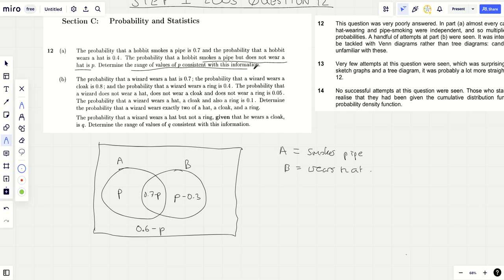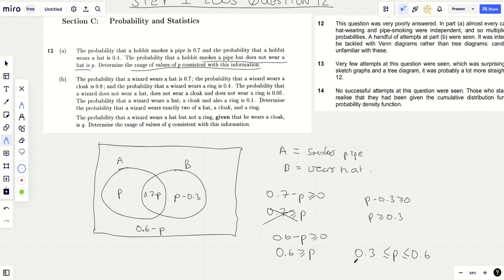Now, determine a range of values of P consistent with this information. Well, this inside bit needs to be positive, in which case we can say P is less than or equal to 0.7. The B bit needs to be positive, and so that means P is greater than or equal to 0.3. And lastly, do check the outside as well, because you get a stricter condition here. As this needs to be positive, this tells us that P is less than or equal to 0.6, which beats that one, because if P is both less than or equal to 0.7 but also less than or equal to 0.6, then that's redundant. And so you can give the answer: 0.3 is less than or equal to P, which is less than or equal to 0.6.